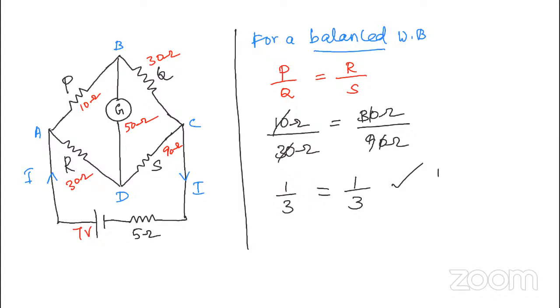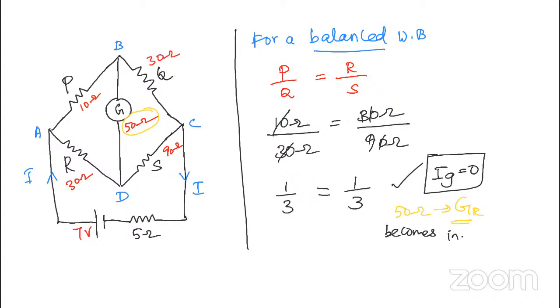So automatically the value of IG will be equal to 0. So this 50 ohms we can neglect. Right, the 50 ohms, the galvanometer resistance, becomes ineffective. We do not need it, it is ineffective. Okay, this center resistance we have cancelled. Next step, you have to combine the two resistances.